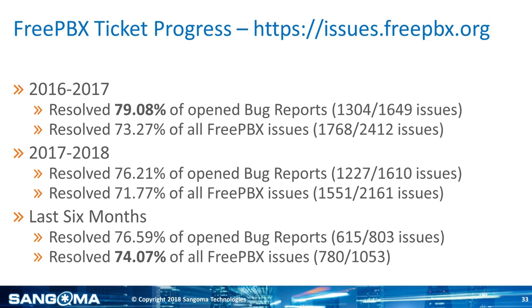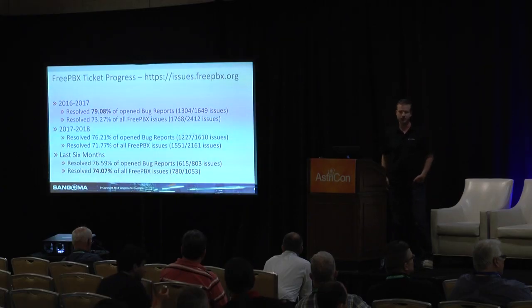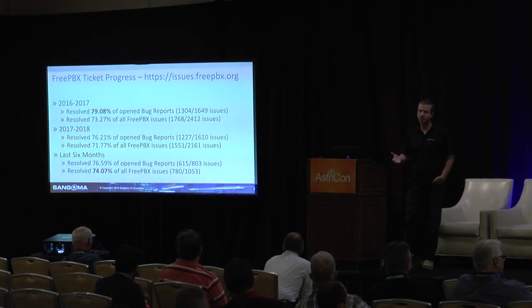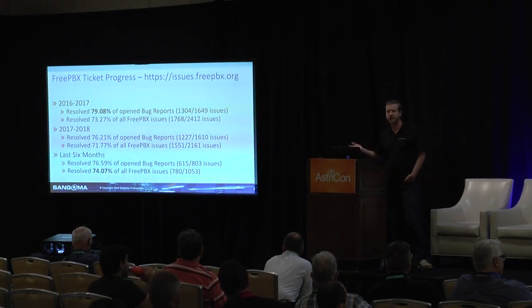So from 2016 to 2017, we've got 79.08% of all open bug reports were fixed within the year, right? So they were opened in that year, and they were fixed within that time frame. You can see that's dropped a little bit to 76%. But in the last 6 months, we've still kept it at 76%. So we want to actually increase this, because I think it should be about 80 to 85% of us fixing issues within a year, right?